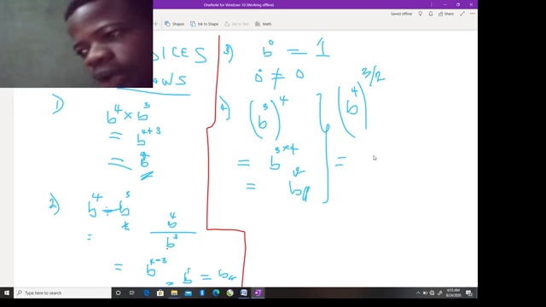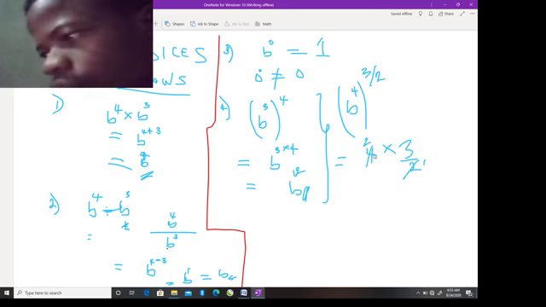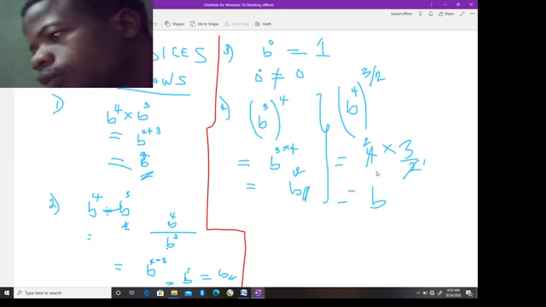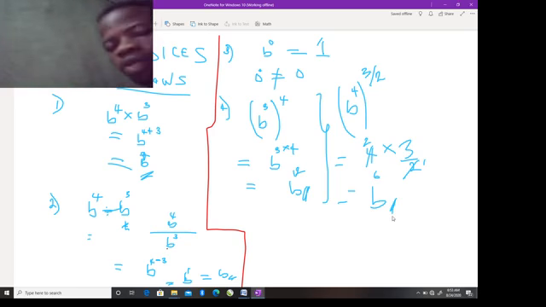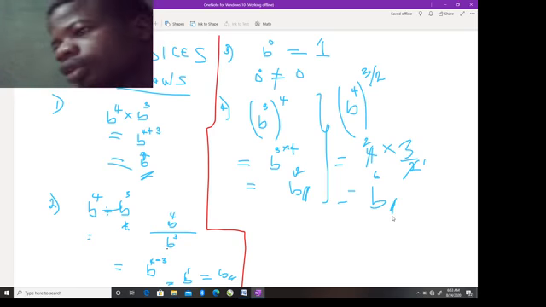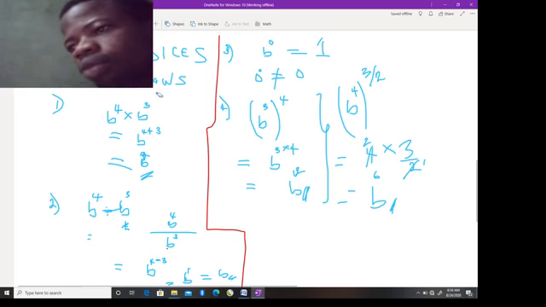Powers multiply powers. So you have 4 times 3 upon 2. What do you have here? 1, here 2. So what do you have eventually? You have b raised to the power of 2 times 3, that is 6. So this settles this. Good. I'm sure you are following up. Let me wipe this off.